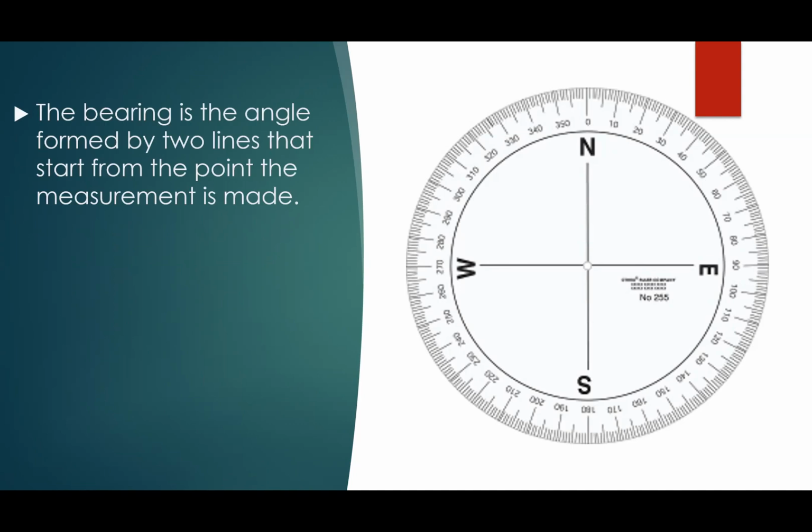The bearing is then the angle formed by 2 lines that start from the point the measurement is made. I want to reference the picture at my right once again. So you have two lines. One line is pointing at north, and this line here is pointing at east. So the bearing would be 90 degrees if we are referencing a right angle.